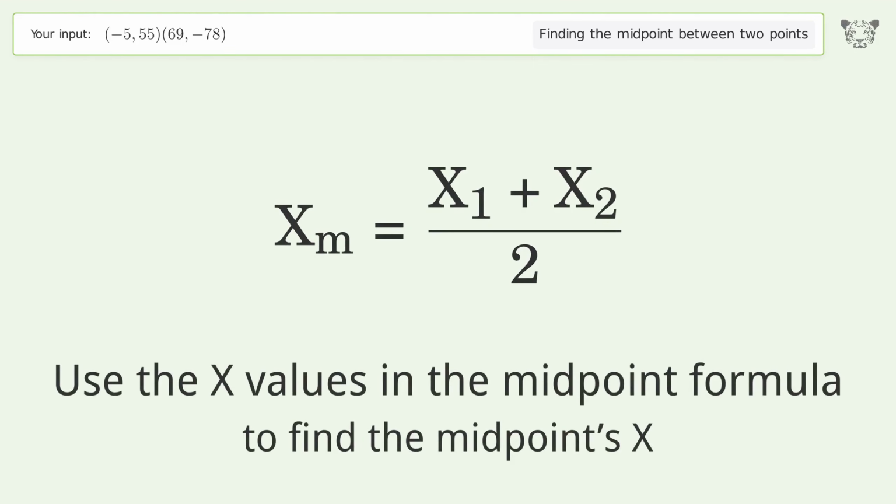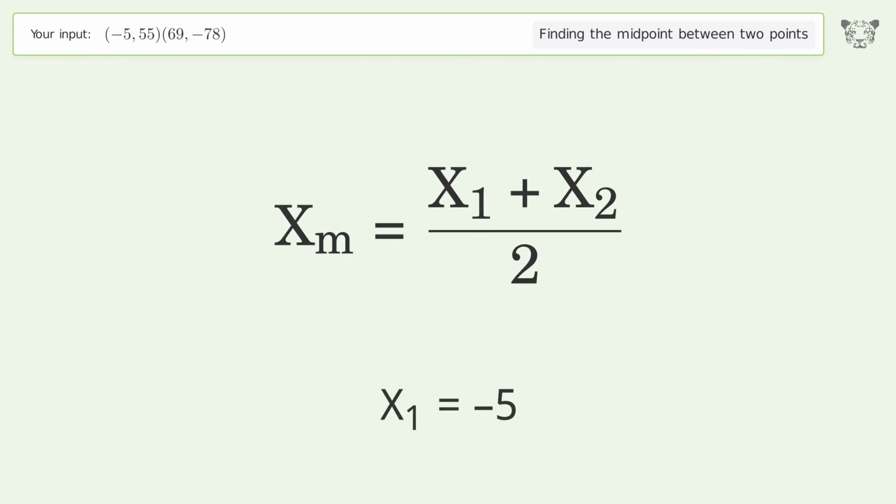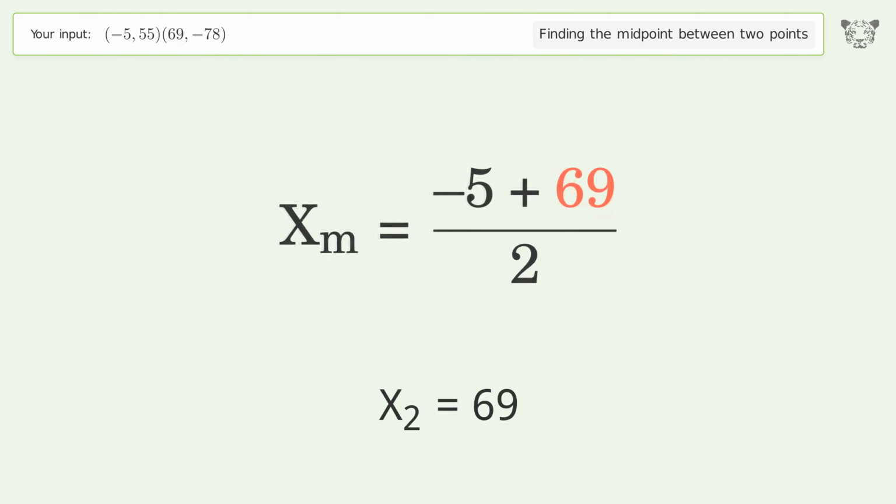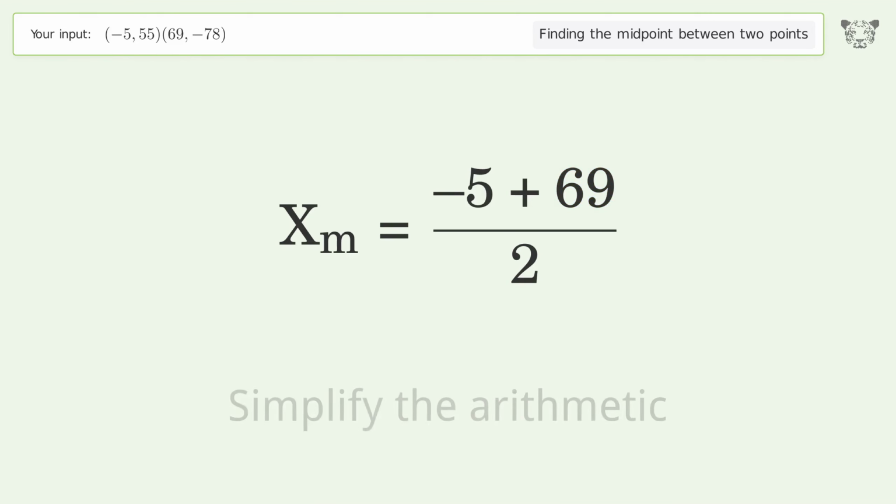Use the x values in the midpoint formula to find the midpoint's x. x1 equals -5. x2 equals 69. Simplify the arithmetic.